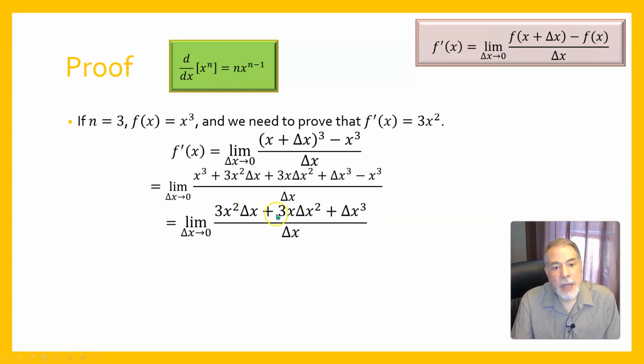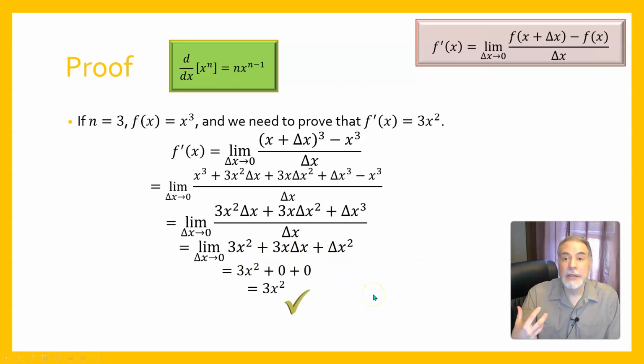3x squared delta x plus 3x delta x squared plus delta x cubed. And we're going to divide through by delta x. So if each one of these terms gets divided by that delta x, that leaves us with 3x squared plus 3x delta x plus delta x squared. And now we go ahead and let delta x approach 0. So we get 3x squared plus this is going to 0 plus this is going to 0. The limit is 3x squared. So we've proved that the derivative of x cubed is 3x squared.